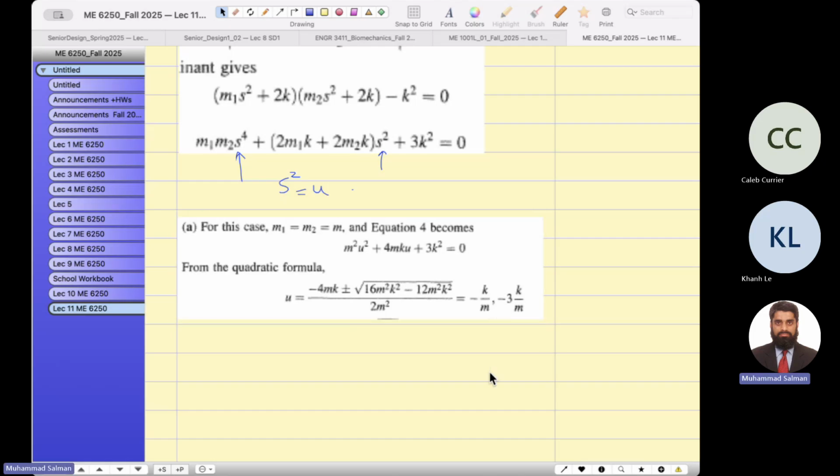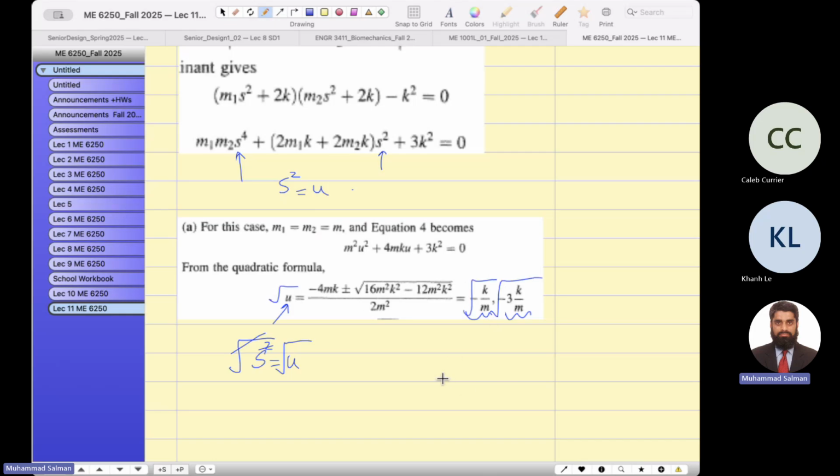So that's the beauty of replacing s square by u. This is my s square. S square is negative k over m and negative 3k over m. But s square equals u, so if you take the square root on both sides, you have to take the square root of this in order to get the s root.